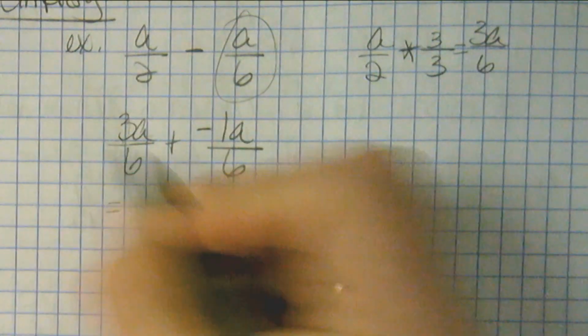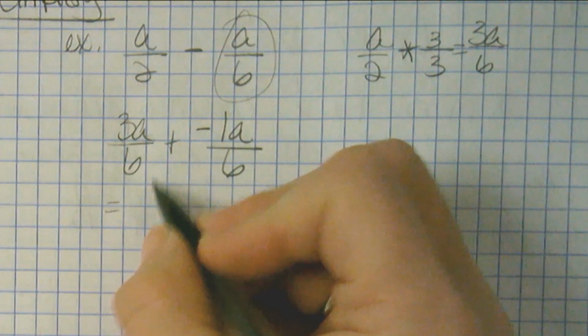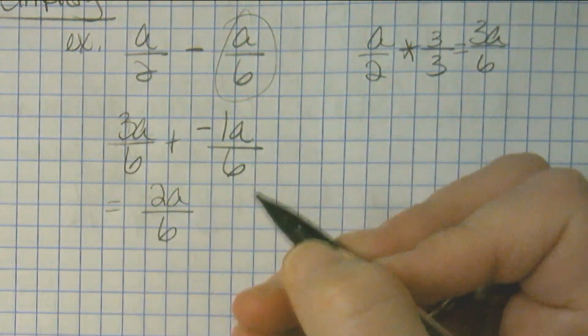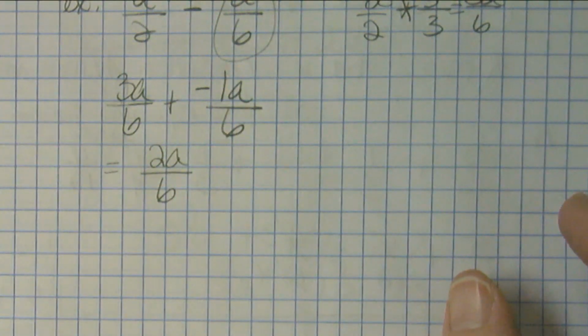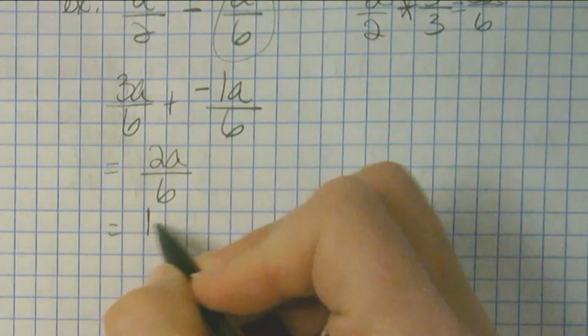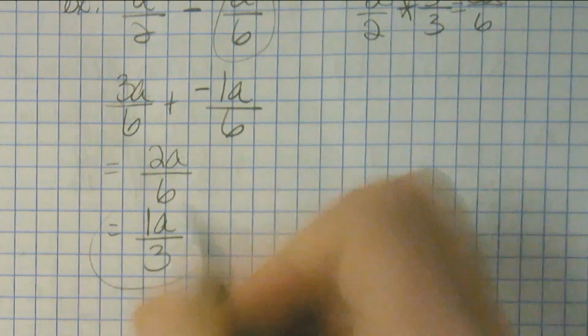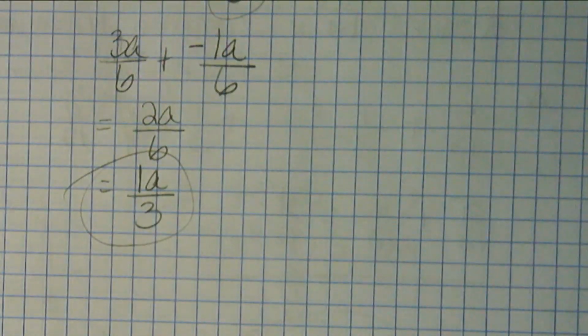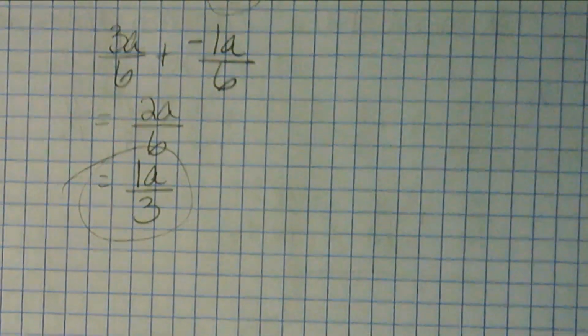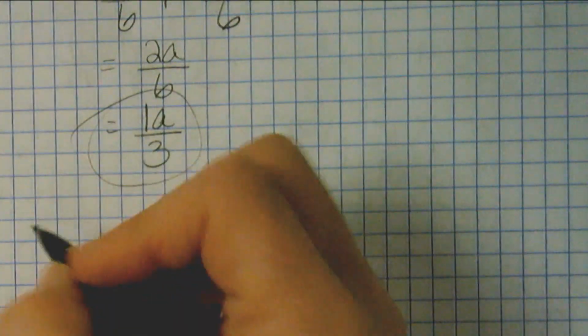So Brendan, if I finish this, what's my final answer here? Yep, so I have 2a over 6. Can I simplify that further? What does that simplify to? Excellent. 1a over 3 or a over 3. Let me give you guys another one, and then we'll be done.